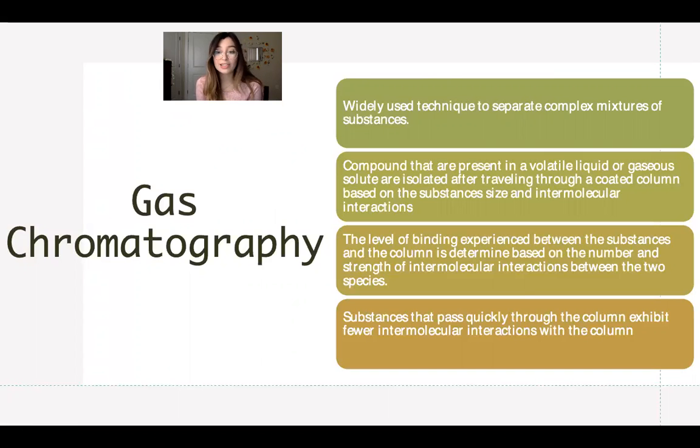The level of binding experienced between the substances and the column, which is a nonpolar column because gas chromatography is reversed phase chromatography, is determined based on the number and strength of intermolecular interactions between the two species. Substances that pass quickly through the column exhibit fewer intermolecular interactions with the column.